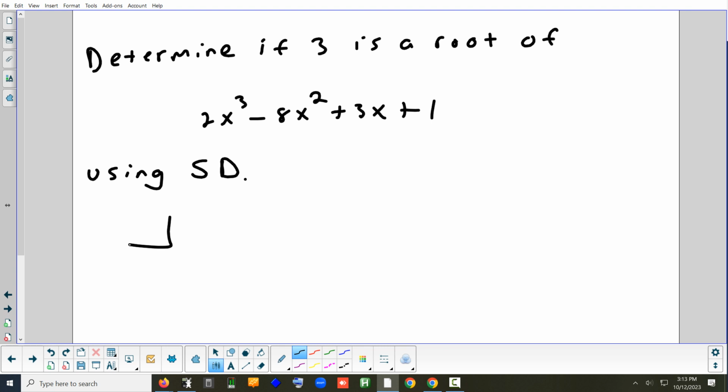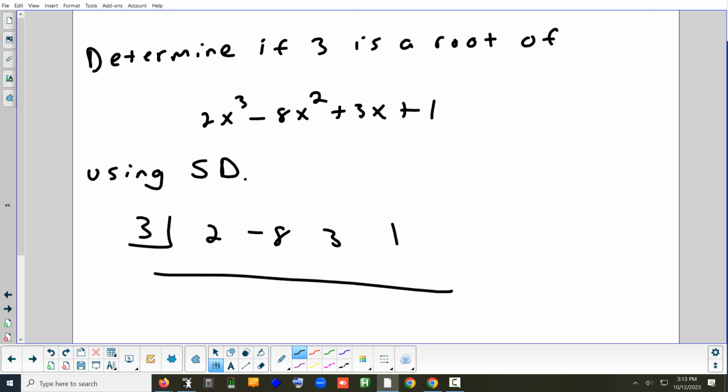Just 3. You put the root itself on the outside. If you were writing it as a factor, then you would put x minus 3. That would be the factor. And I don't even know if it really is the factor. That's what we're checking. Okay, and what would be the numbers here? 2, 2, 8, 3, 1. 3 and 1. So no zeros to fill in that time.